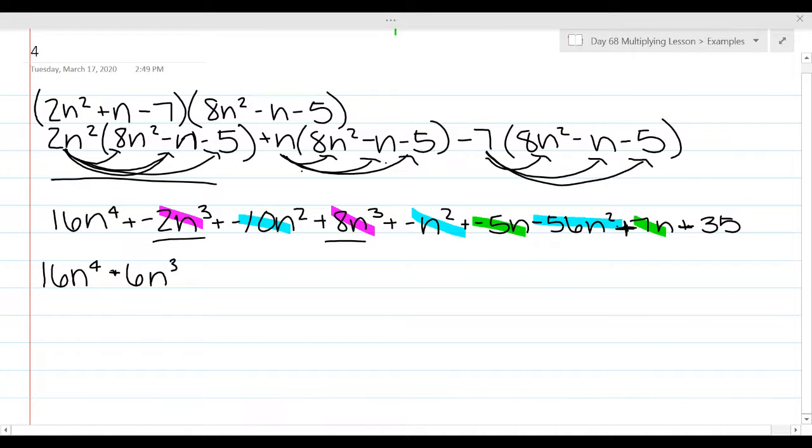So we have negative 10 n squared minus n squared. So it's going to be negative 11 minus another 56. So we're going to have negative. I think I messed something up. Okay, give me a second. Let me make sure we got everything right. Okay, we're good. I just did something wrong in my head.